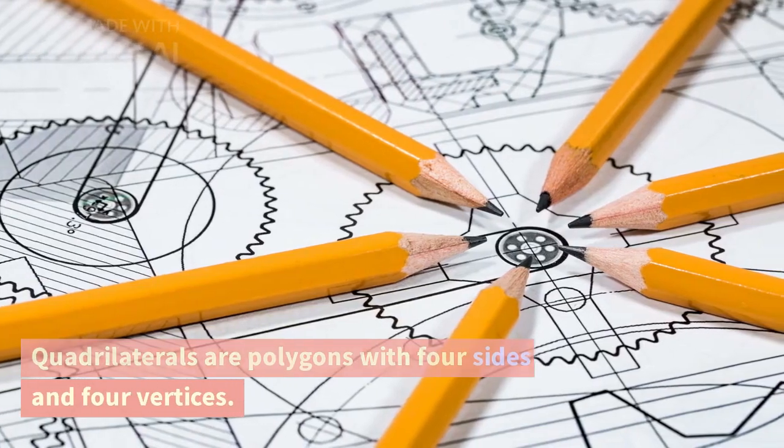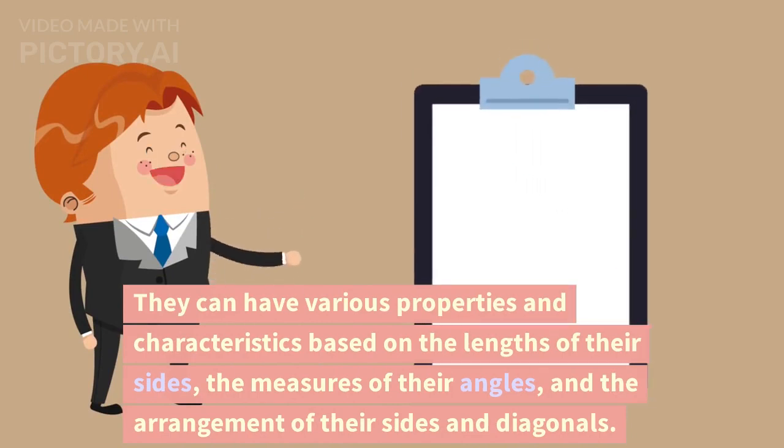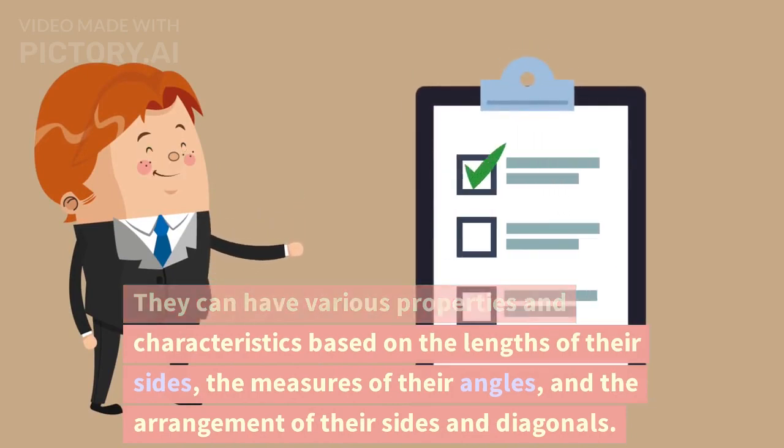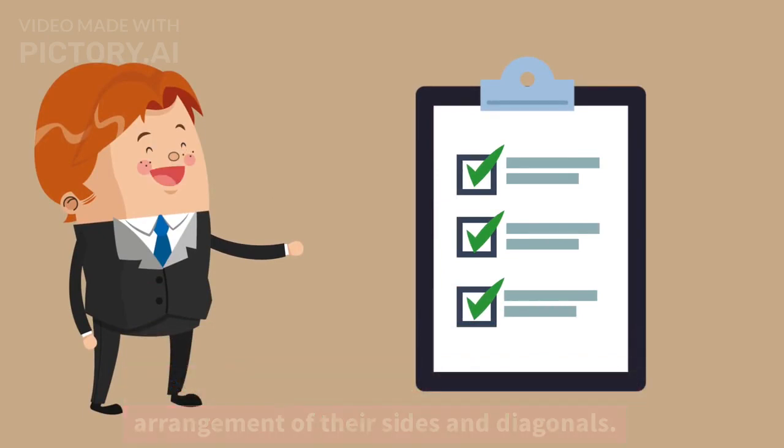Quadrilaterals are polygons with 4 sides and 4 vertices. They can have various properties and characteristics based on the lengths of their sides, the measures of their angles, and the arrangement of their sides and diagonals. Here are some important concepts and properties related to quadrilaterals.